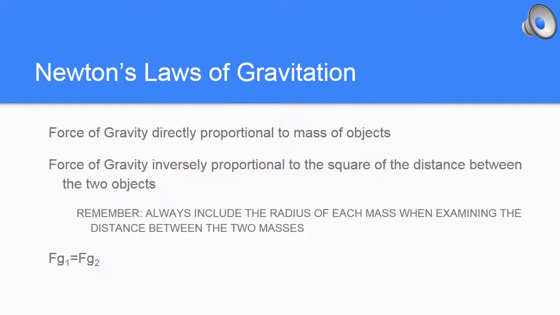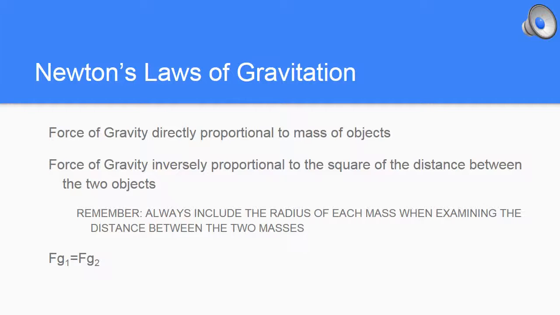Let's move on to Newton's law of gravitation. The force of gravity is directly proportional to the mass of the objects, while the force of gravity is inversely proportional to the square of the distance between the two objects. This means that as we increase the mass and increase the distance between the two objects, the force of gravity will decrease faster than it increases, because the distance is squared.